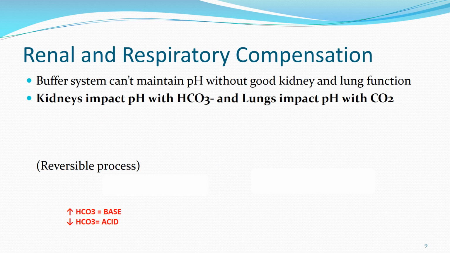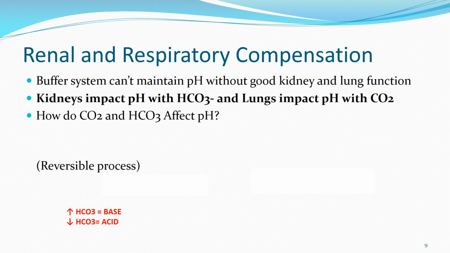So if our buffer system can't do all the work alone, how do our kidneys and lungs regulate pH? Well, put simply, the respiratory system can increase and decrease the level of CO2, or carbon dioxide, and the renal system can increase and decrease levels of hydrogen ion and bicarbonate. Now, we'll go into how they do that soon, but why should we care about CO2, bicarbonate, and hydrogen ion, and how do they affect pH?